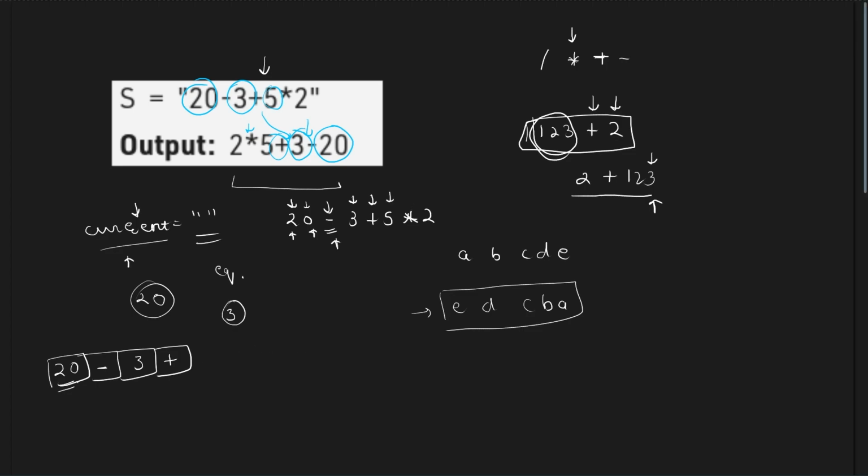So I'll keep on doing this, and at the end I will have all the tokens in this particular vector. This is one of the ways you can implement this particular problem, and this is how I did it. There are also multiple ways.